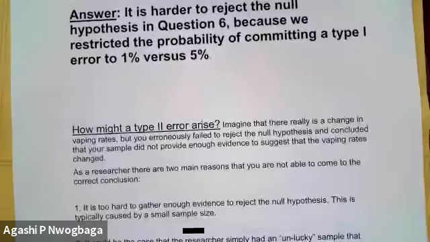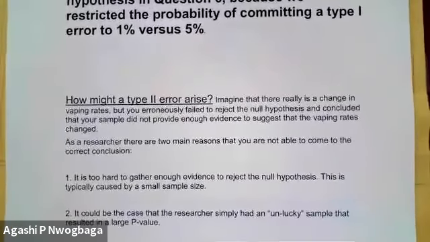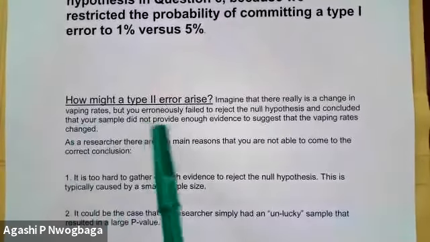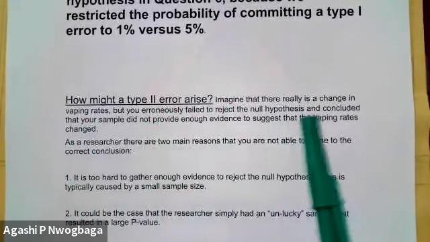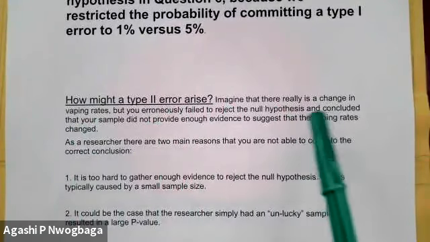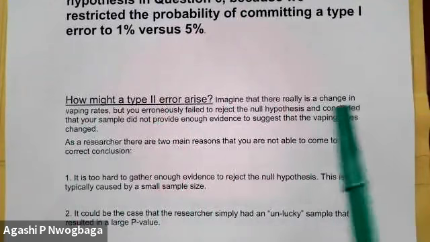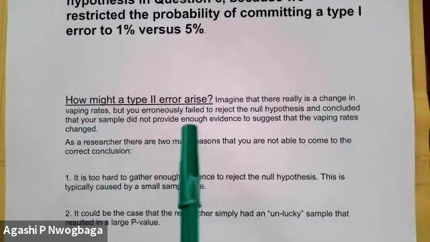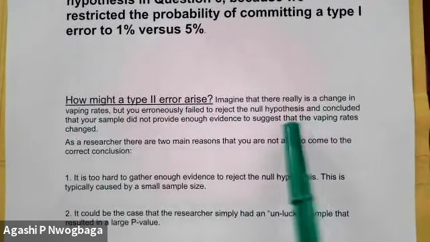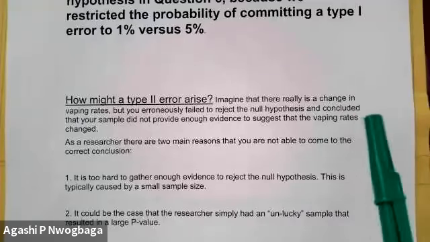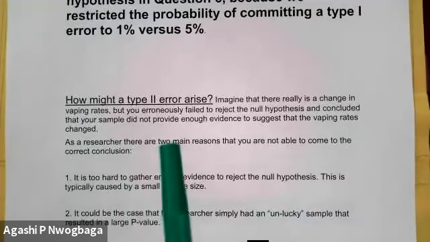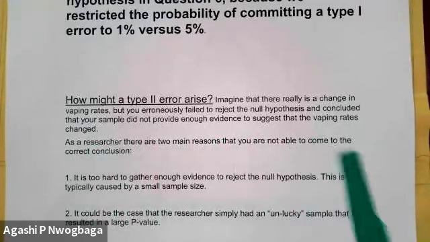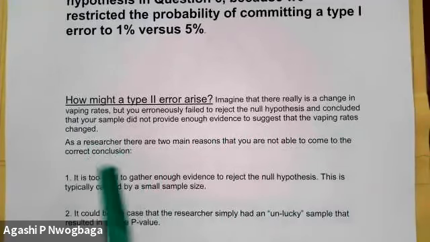How might a type 2 error arise? Imagine that there really is a change in vaping rate, but you erroneously failed to reject the null hypothesis and concluded that the sample did not provide enough evidence to suggest that the vaping rate changed.